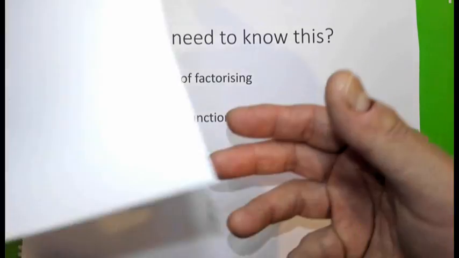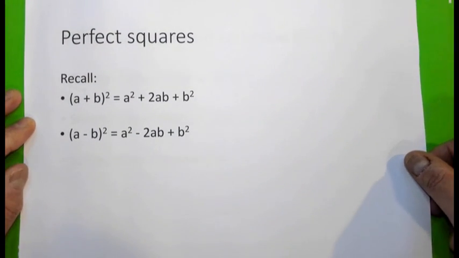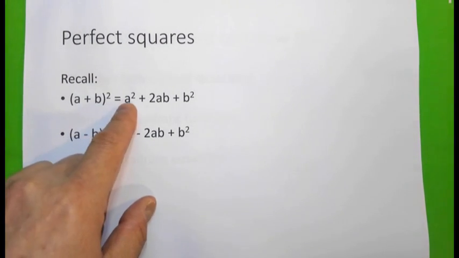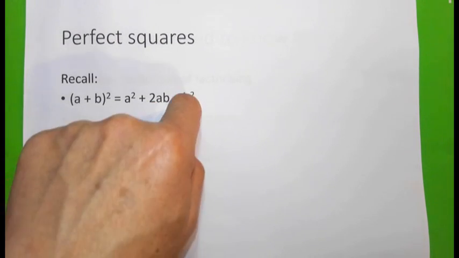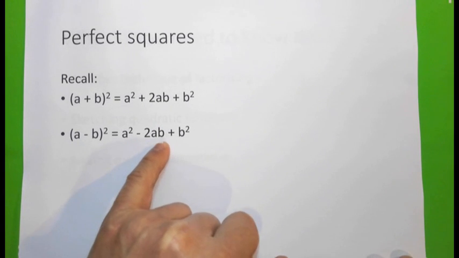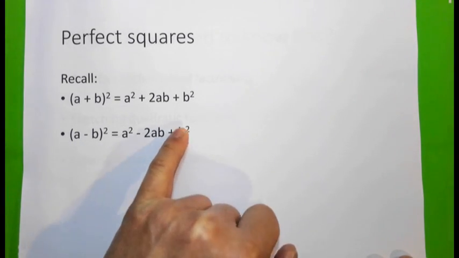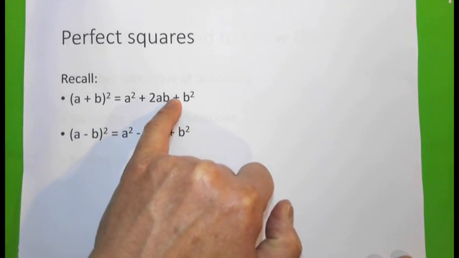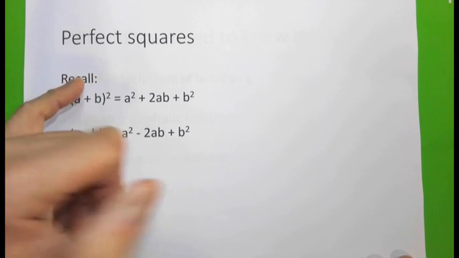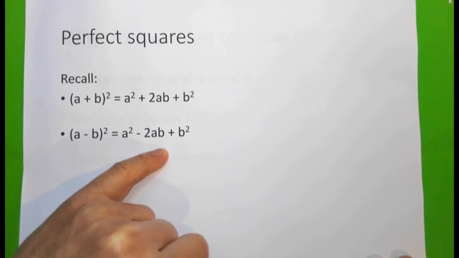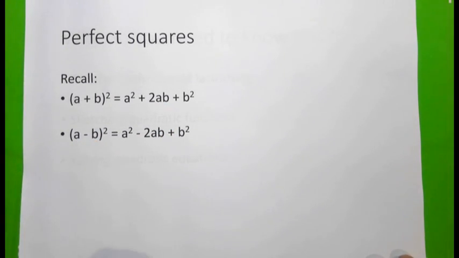I want you to recall perfect squares. When we have (a plus b) all squared, we know that when we expand it, it's a squared plus 2ab plus b squared. Similarly, for (a minus b) all squared, it's a squared minus 2ab plus b squared. And if you're given the expressions in this form, you could actually factorize it. Again, same with this. If you're given an expression in this sort of form, you can factorize that way.